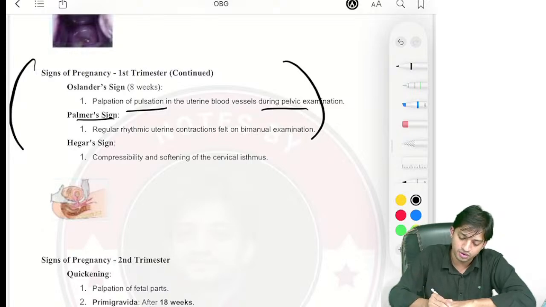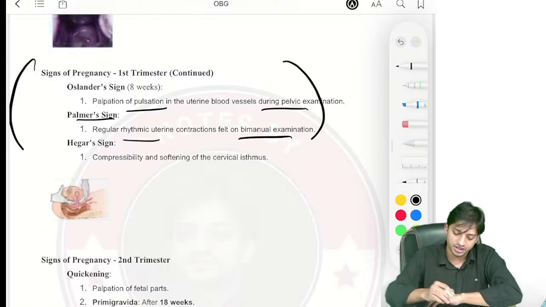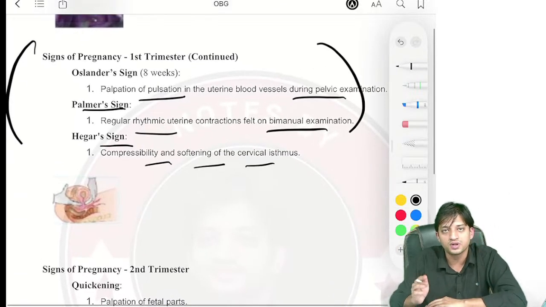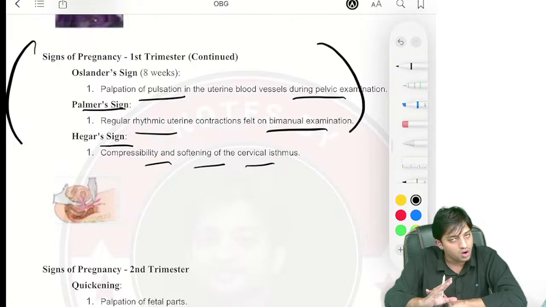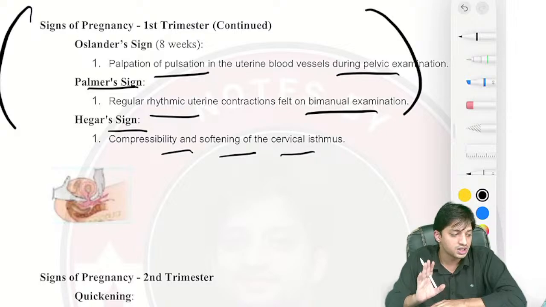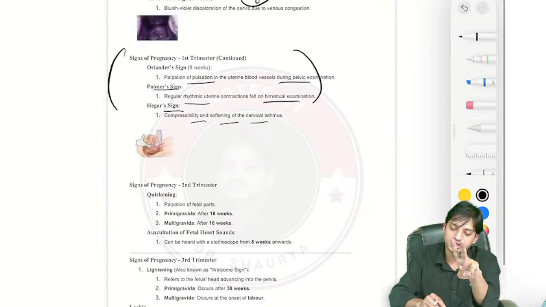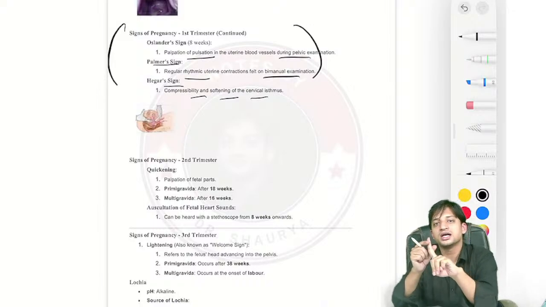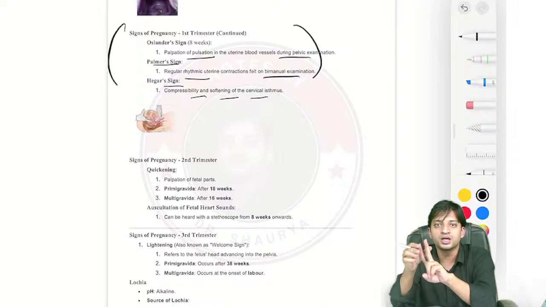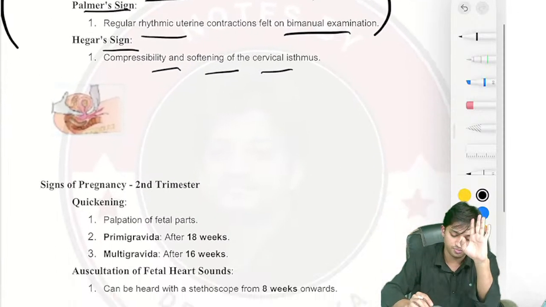Palmer sign, regular rhythmic uterine contraction felt on bimanual examination. Hegar sign, compressibility and softening of the cervical isthmus. All the signs you don't need to remember. I know they can ask you, but the most important signs I will tell you are three. One is the Goodell sign, another is the Chadwick sign. Goodell sign most commonly occurring and earliest occurring sign, at 6 weeks. Chadwick sign occurring at 8 weeks. These two signs very important.